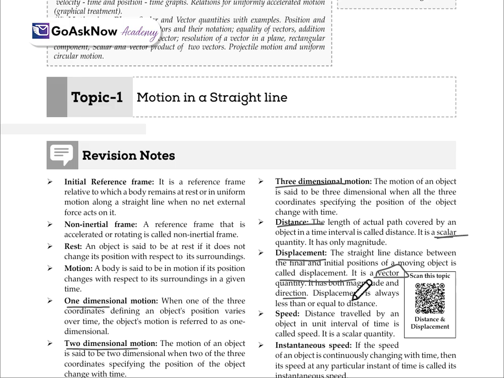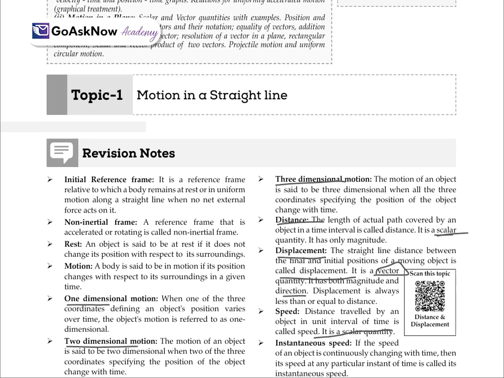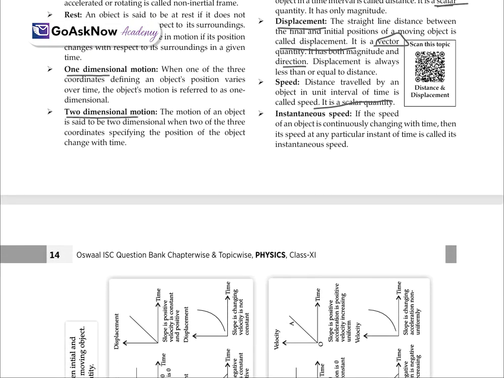Okay. So simply keep in mind: the quantity which only has magnitude is called scalar. The quantity which has magnitude as well as direction will be a vector quantity. Speed. Distance traveled by an object in a unit interval of time is called speed. It is a scalar quantity. Now, instantaneous speed. If the speed of an object is continuously changing with time, then its speed at any particular instant of time is called instantaneous speed.